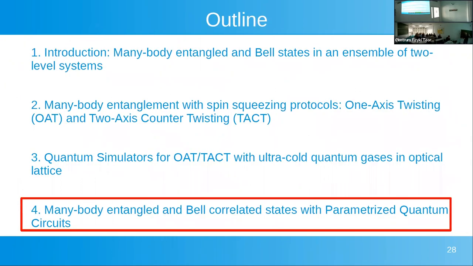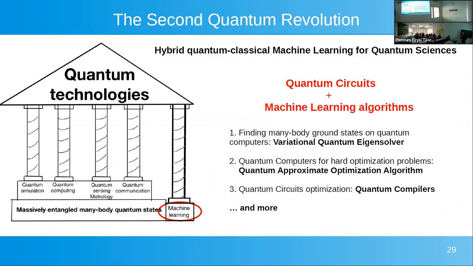And with that, I can just finish this part about analog quantum simulators. And we can ask the question: can we generate such Bell-correlated states on quantum computers, on a quantum circuit? So I would like to go back to the first slide.